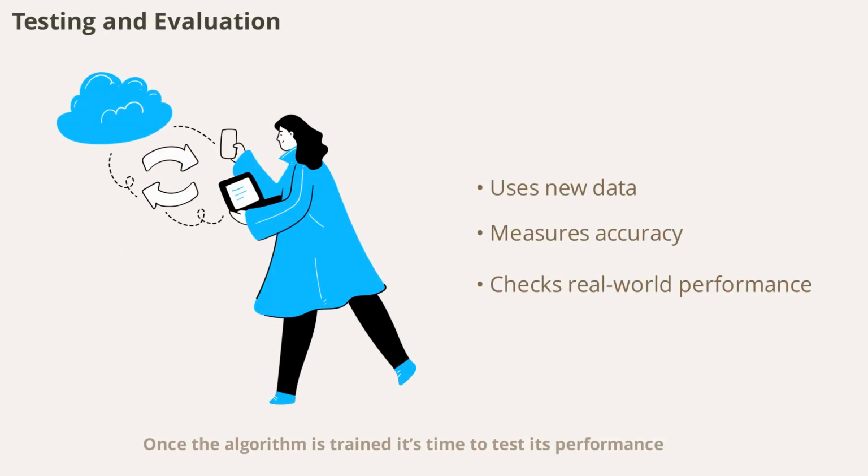Once the algorithm is trained, it's time to test its performance. This involves using a separate set of data that the model hasn't seen before. By comparing the model's predictions to the actual outcomes, we can measure how well it generalizes to new situations. Evaluation metrics like accuracy, precision, and recall help us understand the strengths and weaknesses of the model. This step is crucial for ensuring the algorithm works reliably in the real world.